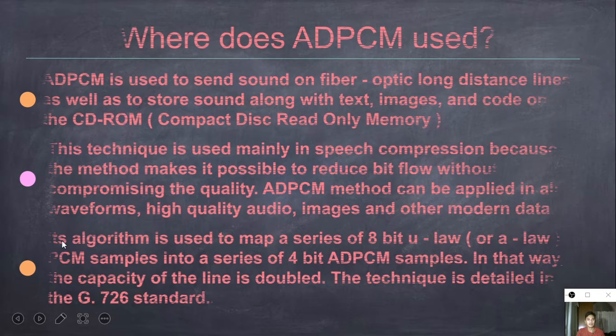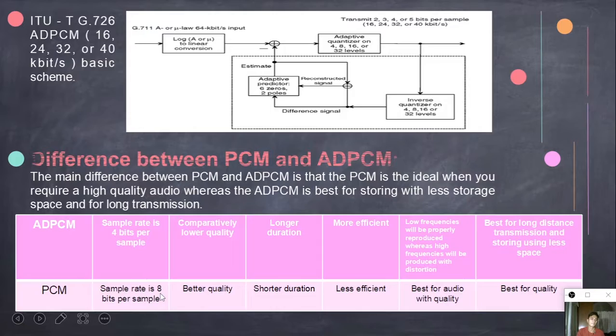Its algorithm is used to map a series of 8-bit μ-law or A-law PCM samples into a series of 4-bit ADPCM samples. In that way, the capacity of the line is doubled. The technique is detailed in the G.726 standard. So, this is the G.726 ITU-T ADPCM, which has a 16, 24, 32, or 40 kilobit per second basic scheme.